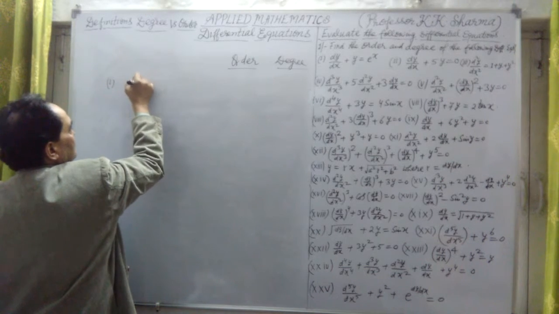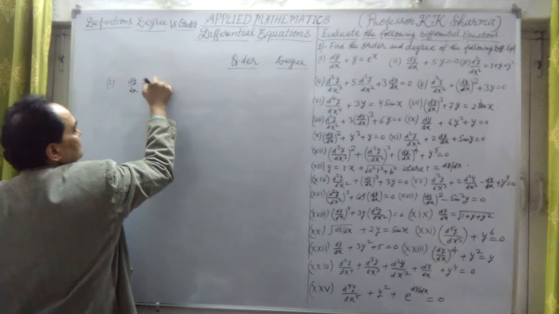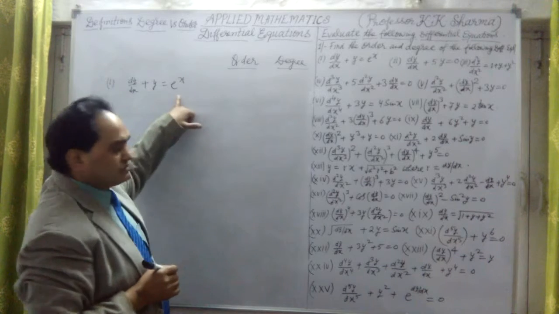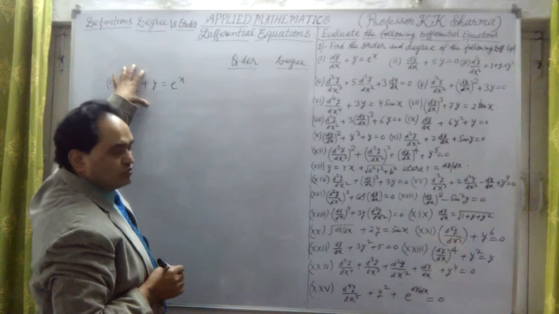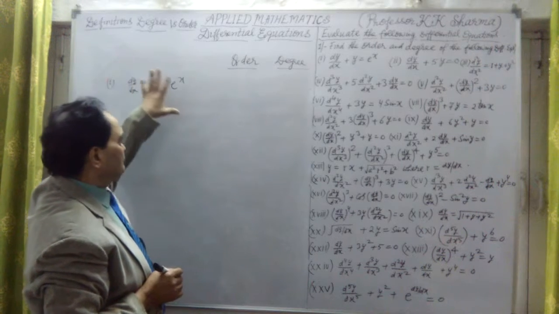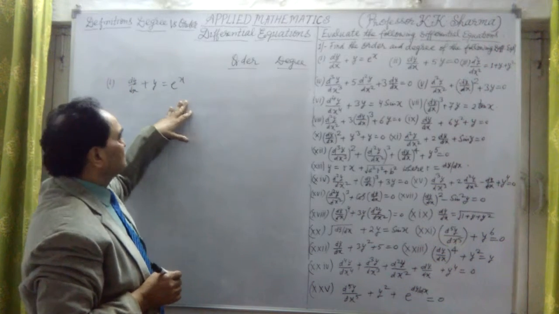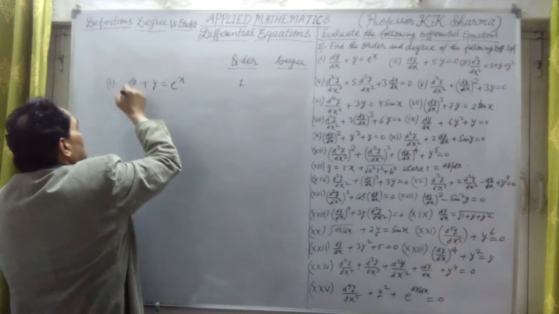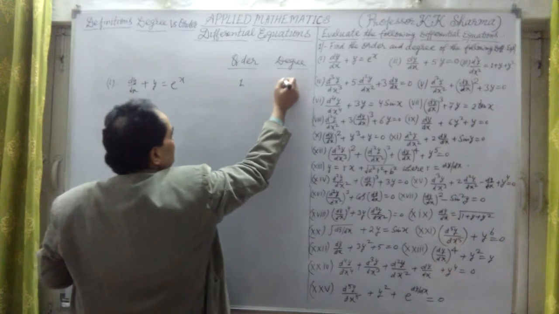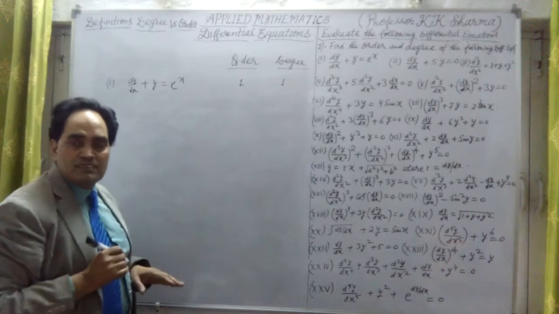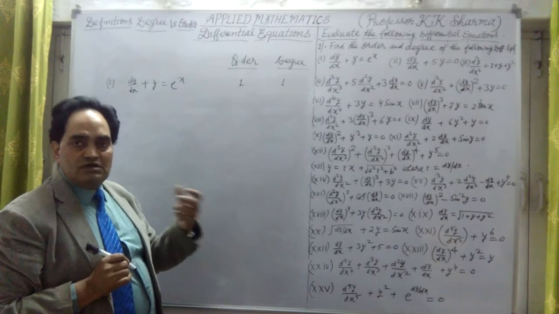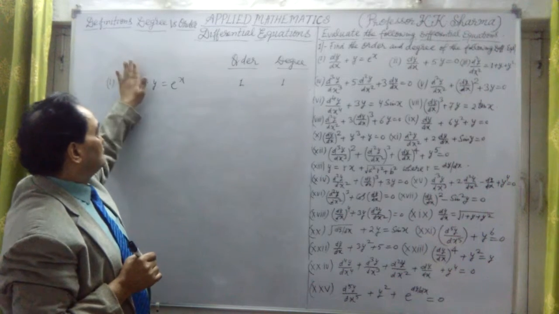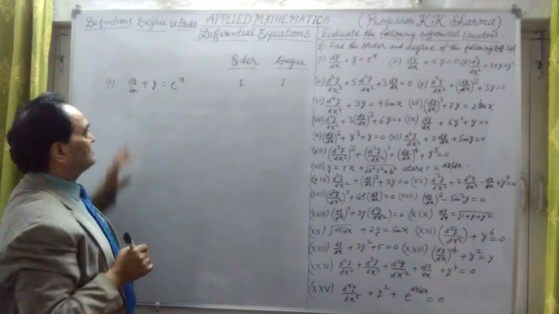So the first is dy/dx plus y is equal to e raised to the power x. Now this is a differential equation, because one derivative, one differential coefficient, is found in this equation. It is undoubtedly in polynomial form. What is the order here? Order 1. Degree is also 1, because the highest order derivative is repeated only one time. Whatever the repetition or power of the highest order derivative of a differential equation is, that is known as the degree. So degree is 1, order is 1. Simple.